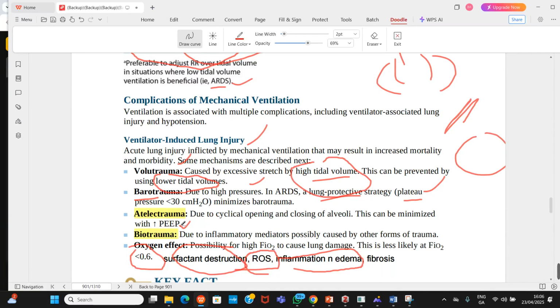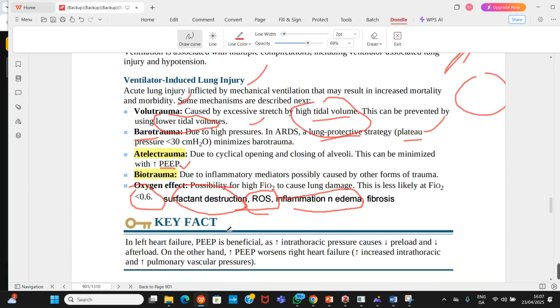Atelectrauma. This one occurs when there is incessant opening and closing of the lung. The alveoli are opening and closing, opening and closing, opening and closing. Why? Because you don't have a stable PEEP. Your PEEP is reducing, increasing. So just increase your PEEP and keep the alveoli open at all times. That will prevent atelectrauma. There's going to be release of free radicals that will damage those alveoli. So keep that in check by maintaining a stable PEEP that is increased.